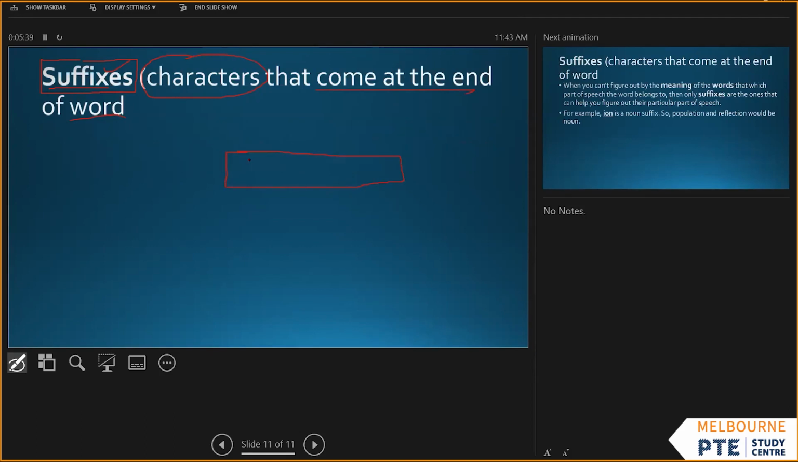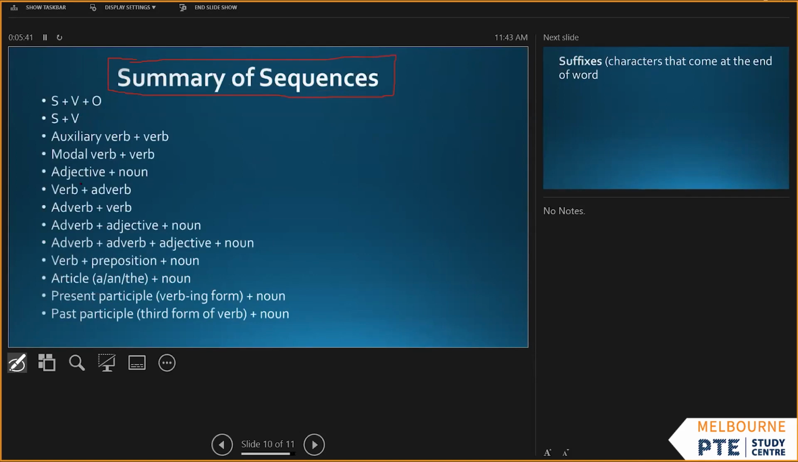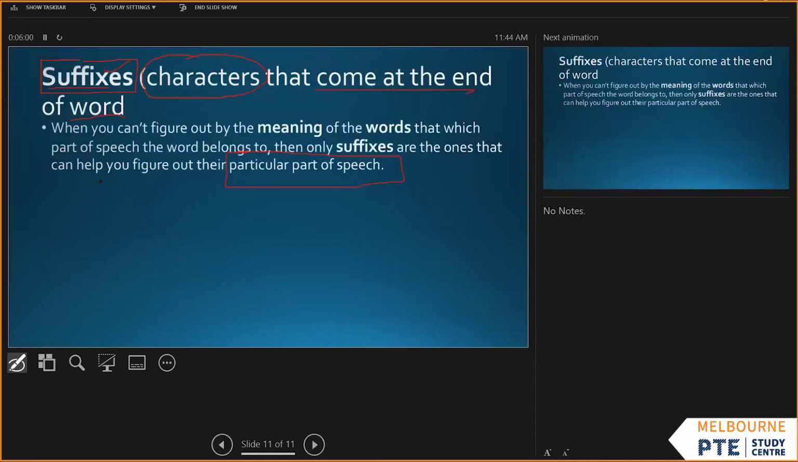Okay. Because look, if I go back to these rules, let's just say this rule, adjective plus noun. In order to know if a word is a noun or an adjective, in most cases you have to know their meaning. But what to do if you don't know their meaning? Then suffixes will help you. As it says over here as well, when you can't figure it out by the meaning of words, then use suffixes to figure out which part of speech they belong to.